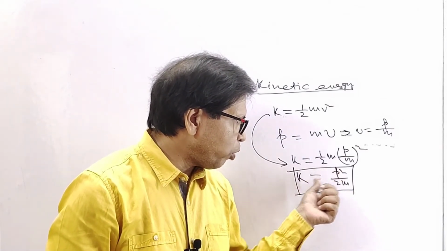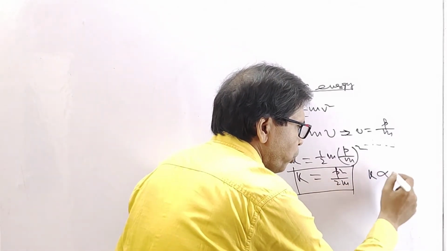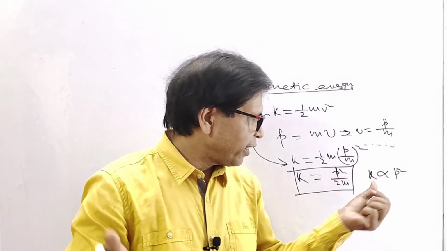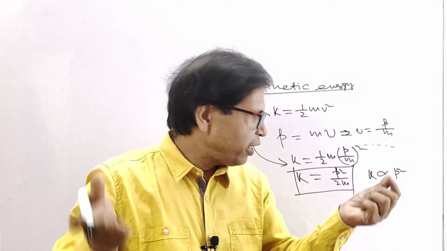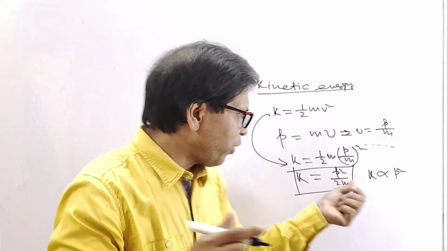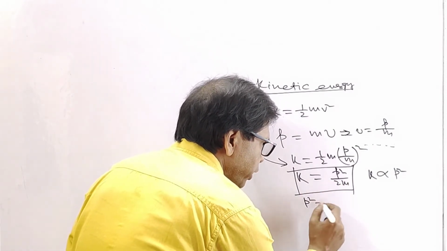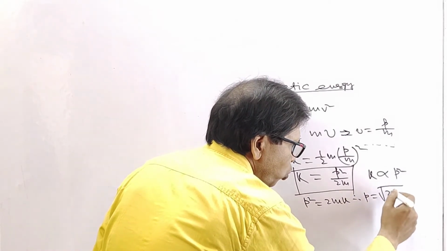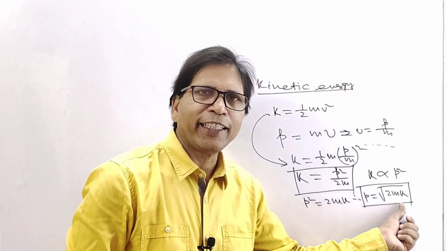So the relation between kinetic energy and momentum is K proportional to p square. That is, if momentum becomes double, then kinetic energy becomes 4 times. If the momentum becomes 3 times, then kinetic energy becomes 9 times. Understood? Now another relation between momentum and kinetic energy. Here p square equal to 2mK. Therefore p equals root under 2mK is another relation between momentum and kinetic energy.